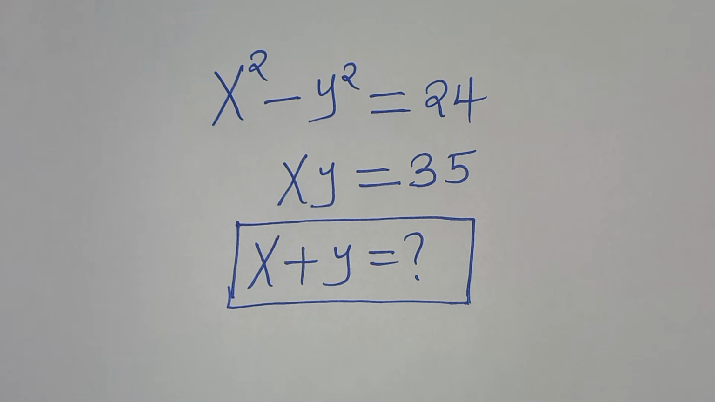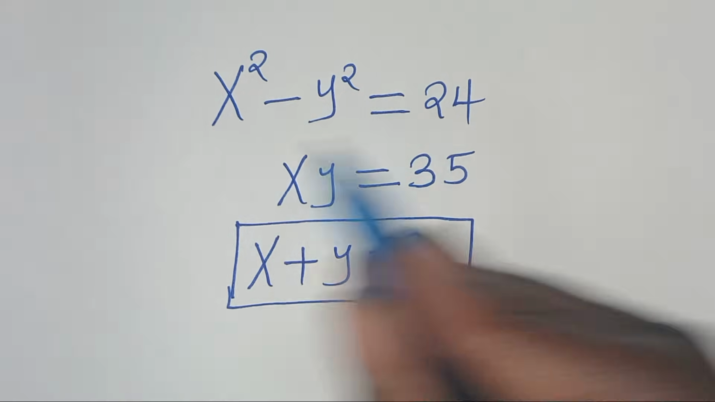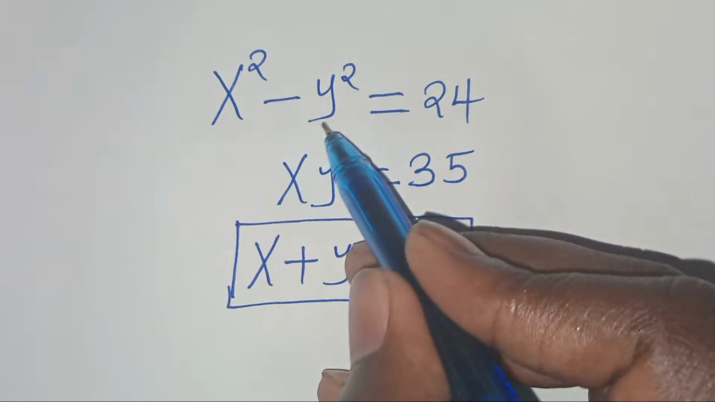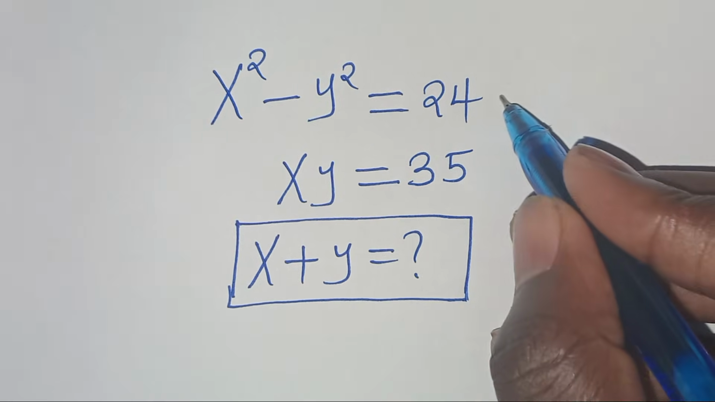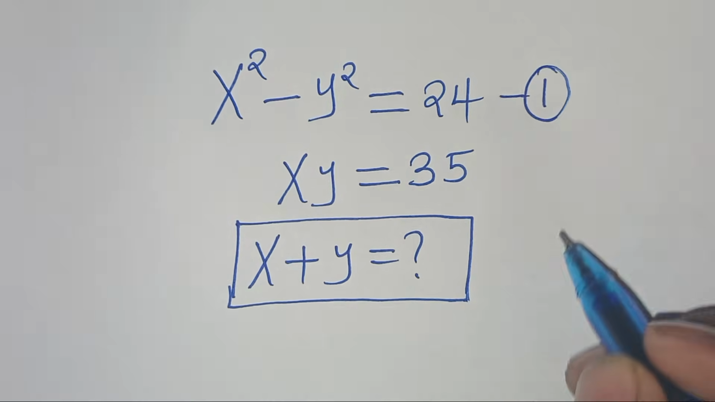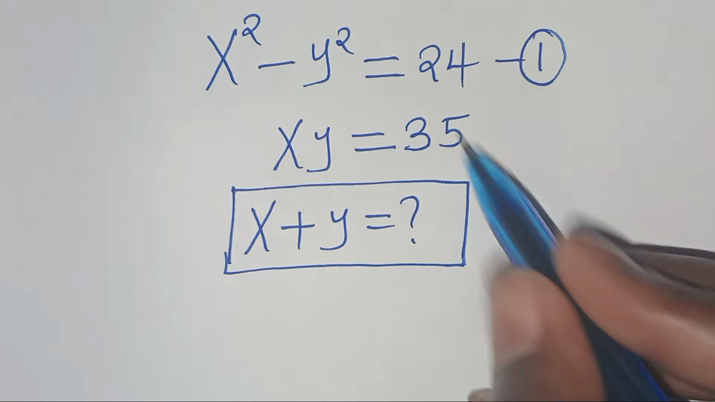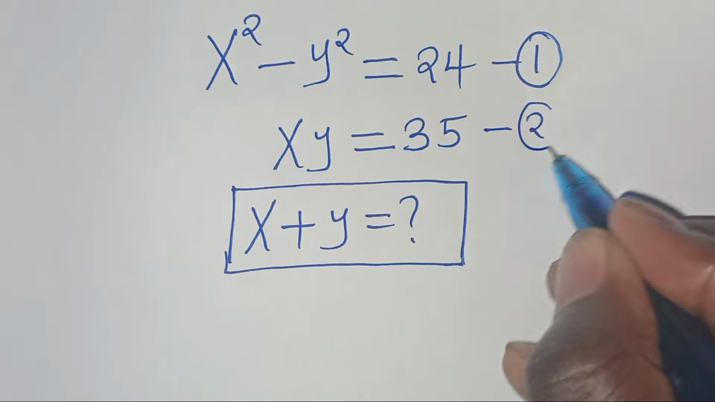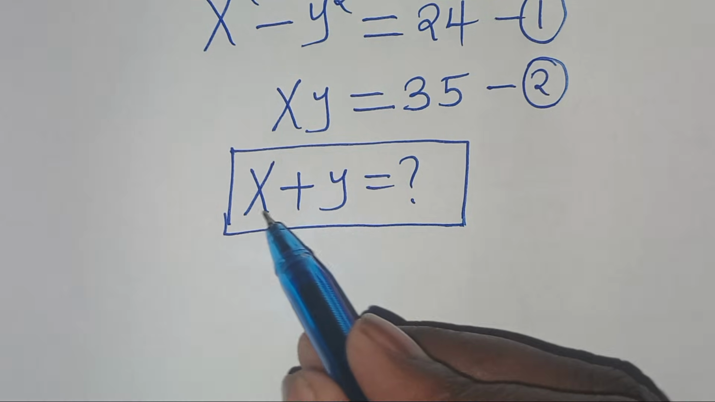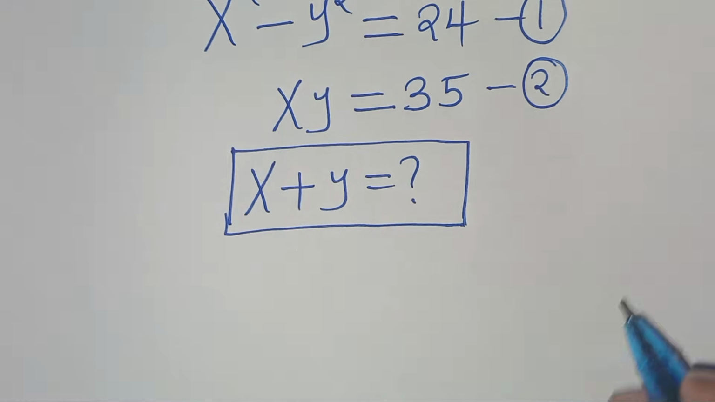Hello everyone, you're welcome to solve this nice algebra problem, which is x squared minus y squared equal to 24. Let's call this equation 1. x times y is equal to 35. Let's call this equation 2. The question is, what is the value of x plus y?